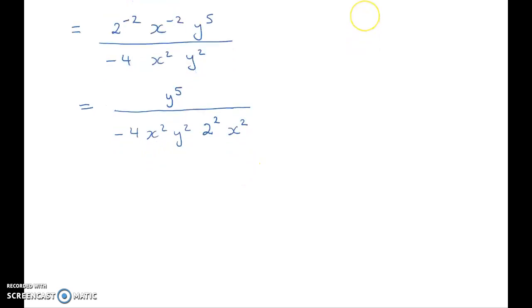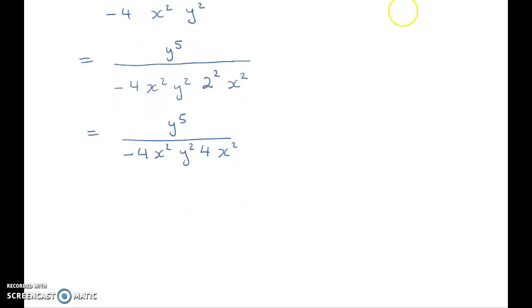So now we can continue to tidy up a little bit. On the top we have y to the 5 over, on the bottom we have negative 4 x squared y squared. 2 squared is 4 again, and then you have another x squared. So from here now we can start to simplify. We have a y on the top and a y on the bottom.